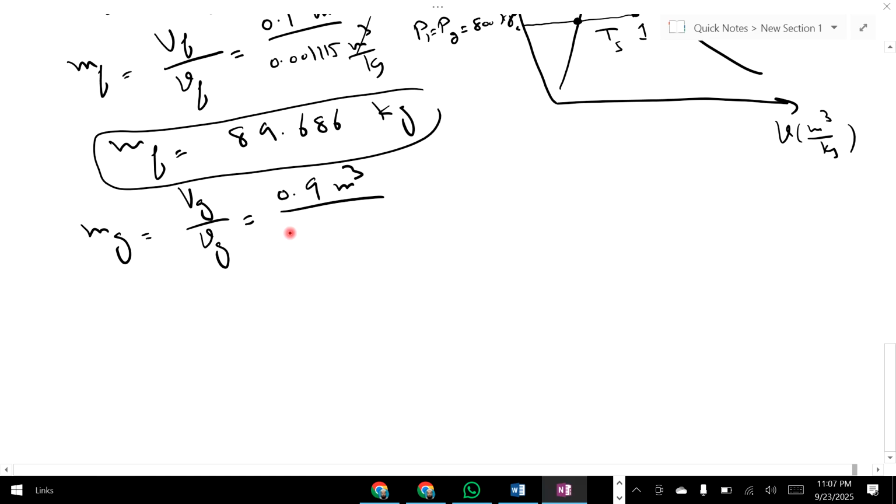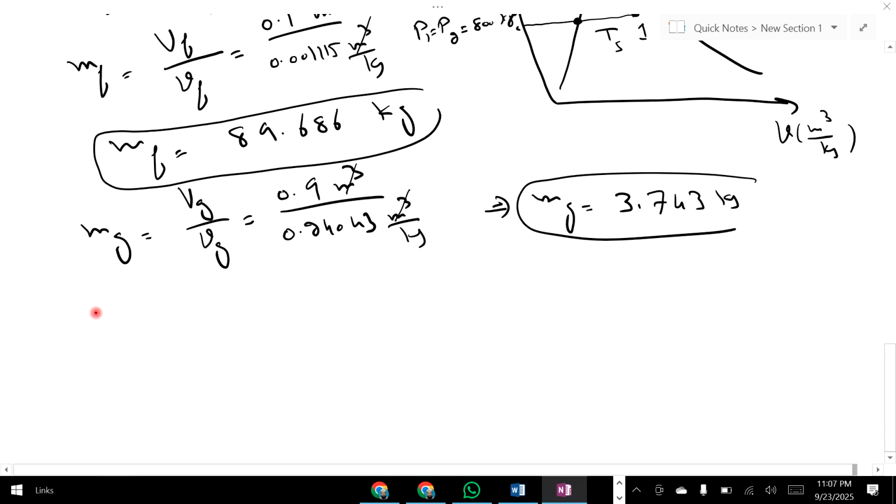0.24043 meter cube per kg. Meter cube will be cancelled with meter cube, and mg is equal to 0.9 divided by this, which is equal to 3.743 kilogram. Now we can find total mass.